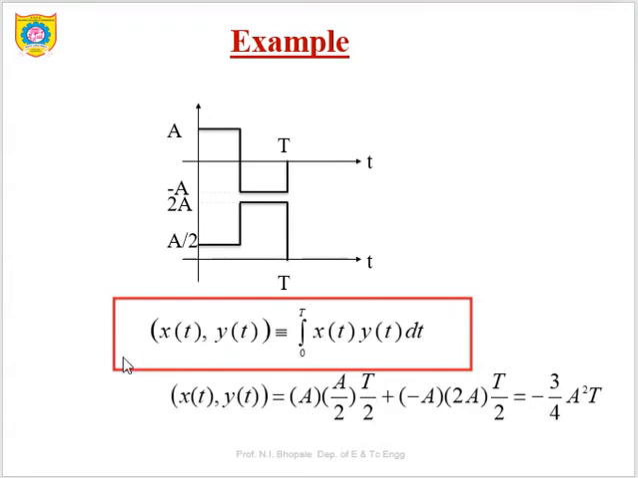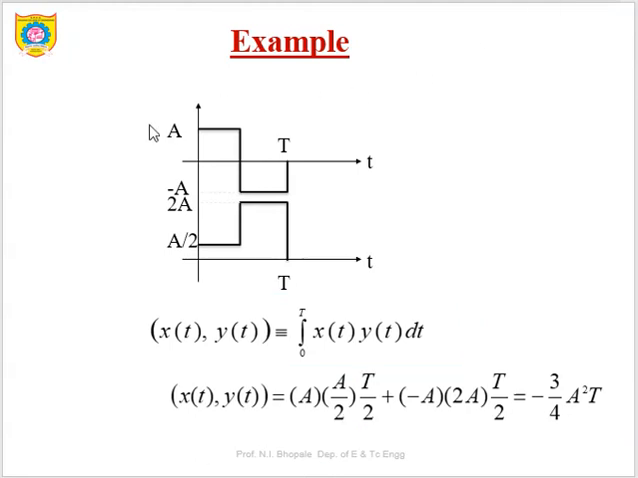Since it is over the integral 0 to T, for the first half interval, T by 2, it is nothing but a into a by 2, and the integral will be solved, that is T by 2. Next, from minus a by 2 to a, this is the next part, with T by 2 again, because it is the second half of the waveforms. It results in an inner product of minus 3 by 4 a square T. So that is all about the example.